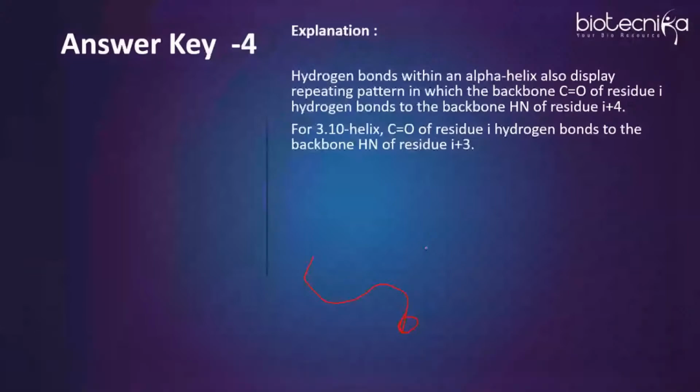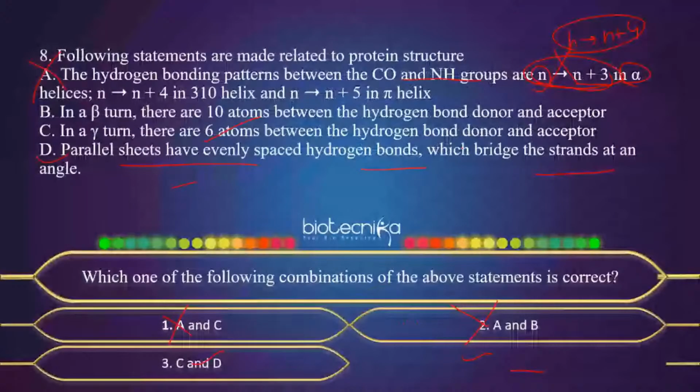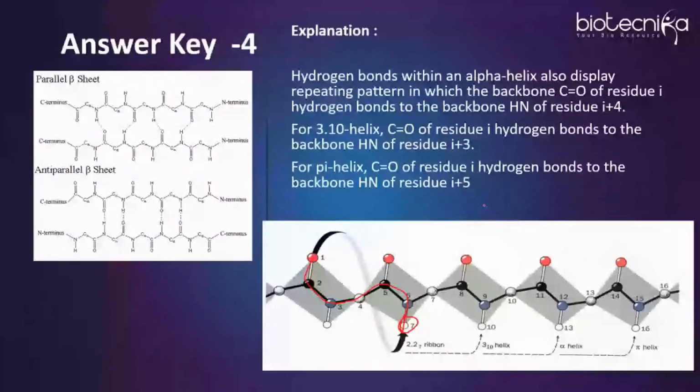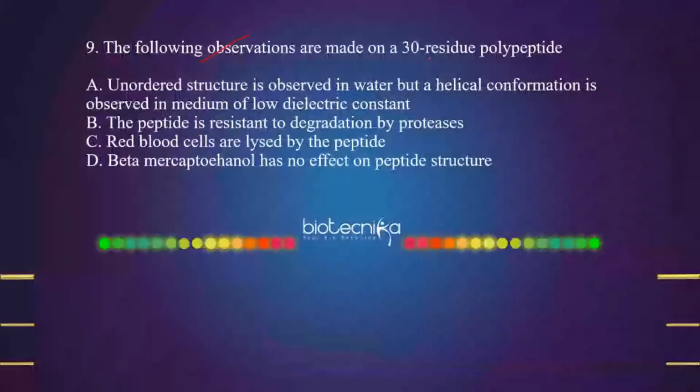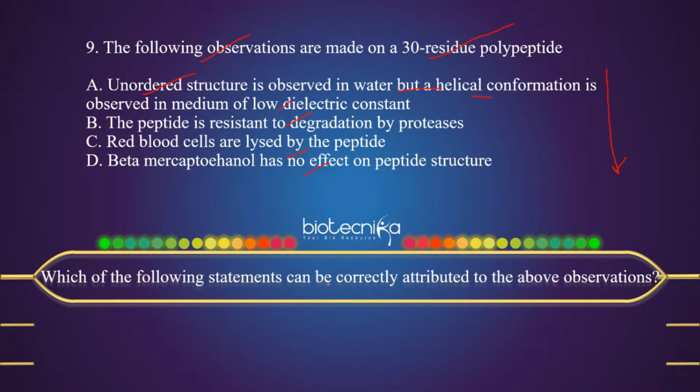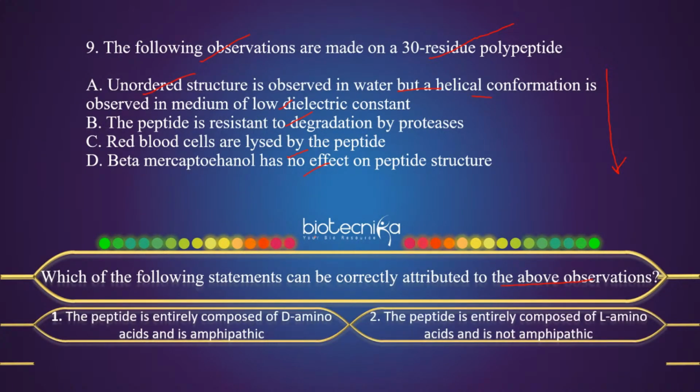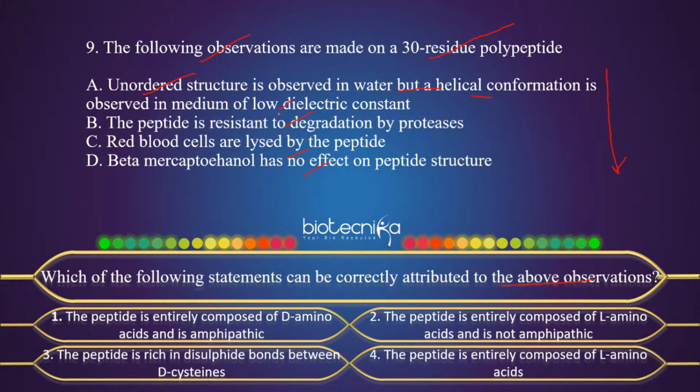Following observations are made on a 30 residue polypeptide. Unordered structure is observed in water. These are observations, these are not options, okay? So based on these observations, you have to tell which out of these statements correctly attributed to above observations. So which will be the correct answer?